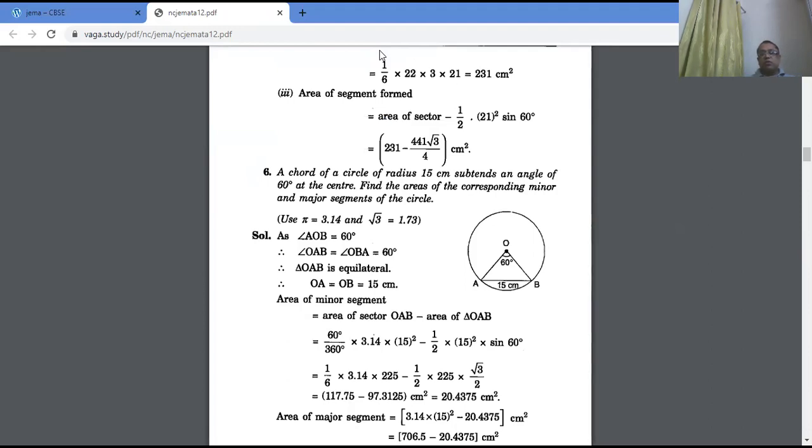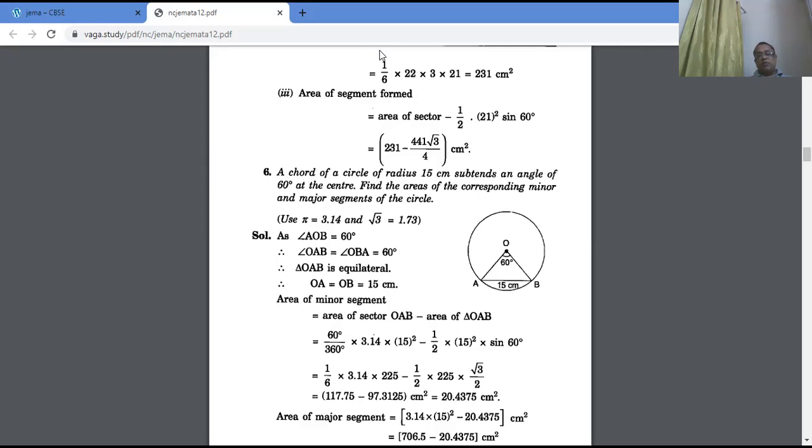So first, minor segment, formula area of sector minus area of the triangle. So pi r square theta by 360 minus half r square sin theta we are applying. The value of pi is given 3.14, that we'll have to use, not 22 by 7. And sin 60 is root 3 by 2, and the value of root 3 we need to substitute as 1.73. So we need to calculate this part now. When you calculate this part, you will get 117.75 minus, when you calculate this, you will get 97.3125. And when we subtract this, we get 20.4375. So that's the area of the minor segment.